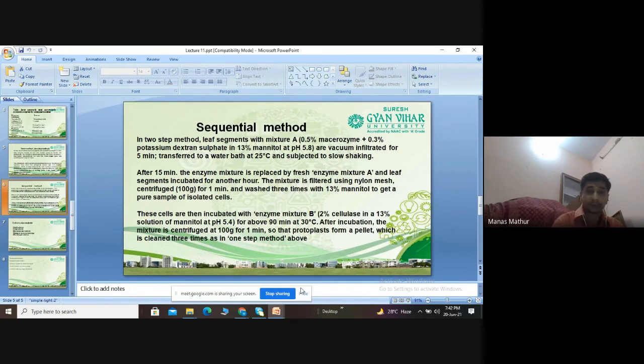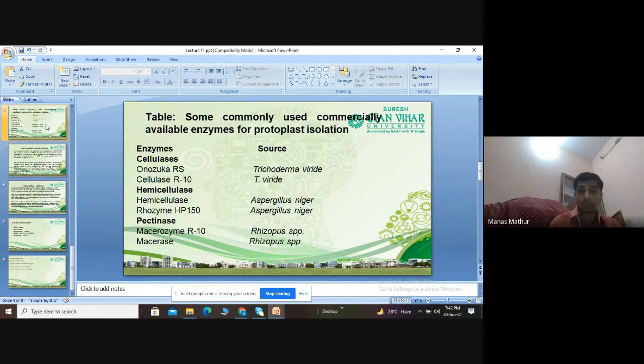Then we can discuss protoplast. As I told you, protoplasts are plant cells without a cell wall. So how can we isolate protoplasts from the plant sample? There are certain enzymes like cellulase, hemicellulase, and pectinase, which have been isolated from certain biological sources. For example, cellulase has been isolated from Trichoderma viride, and hemicellulase has been isolated from Aspergillus niger.